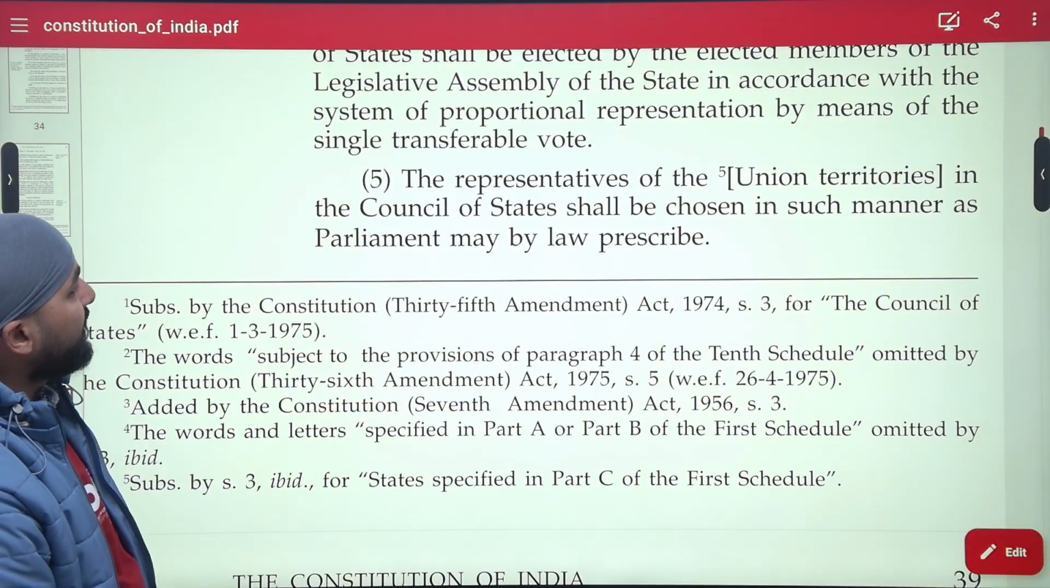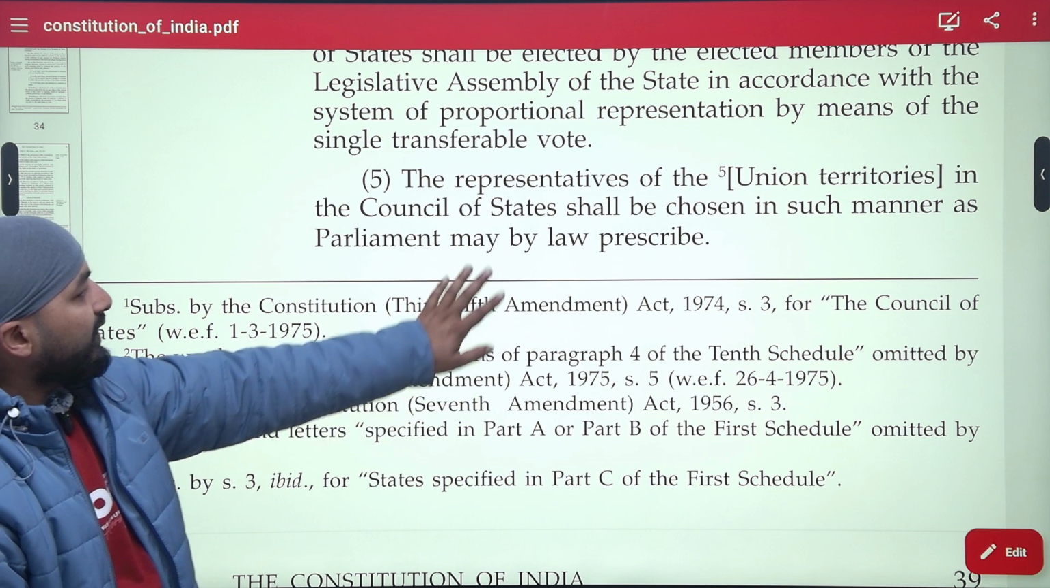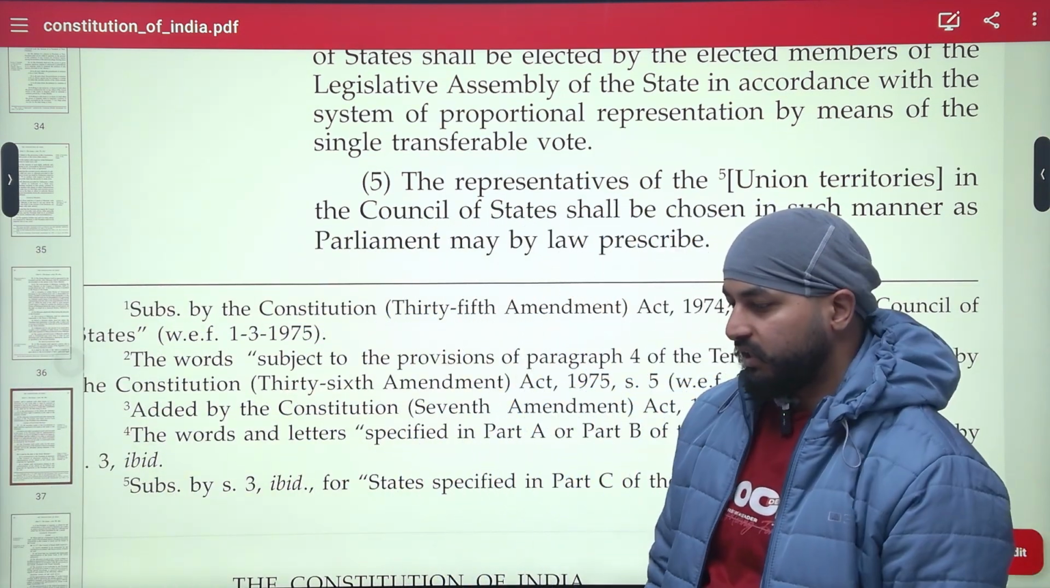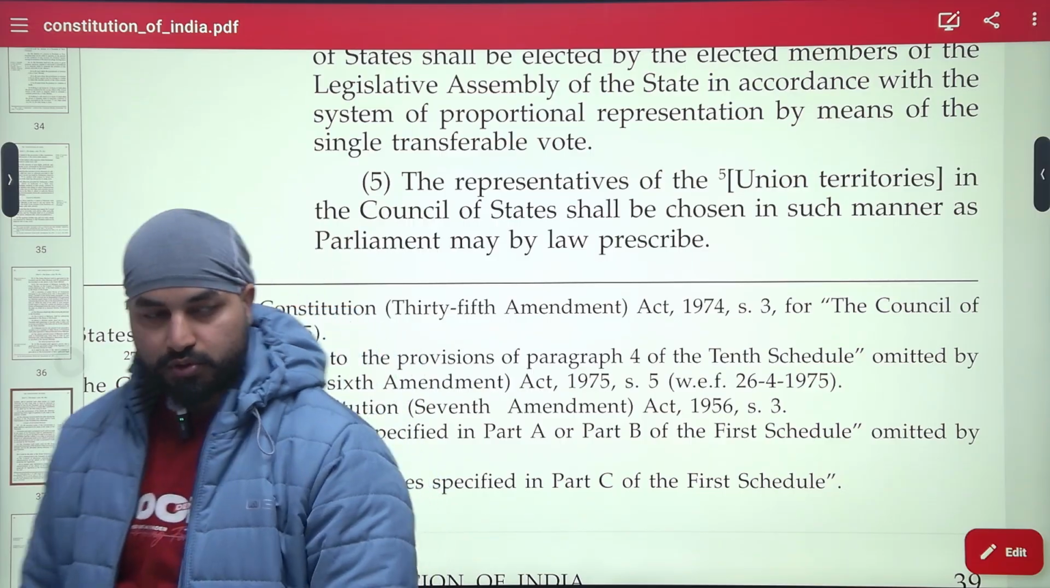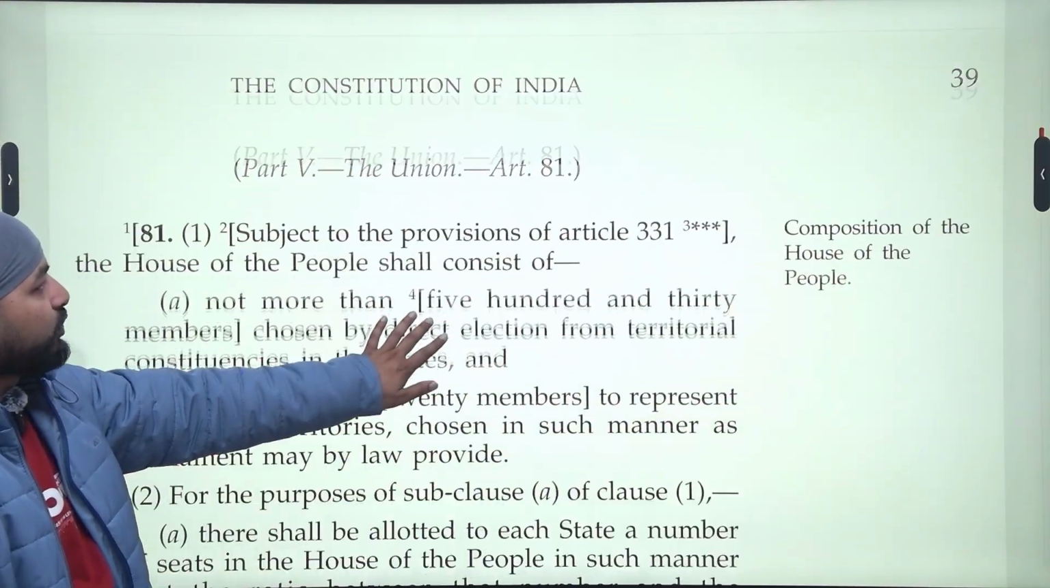representatives of the union territories in the Council of States shall be chosen in such manner as Parliament may by law provide. See, most of the union territories do not have a council or actually a legislative assembly. So who will choose for them? Parliament will decide, but they will have certain members who will represent them.